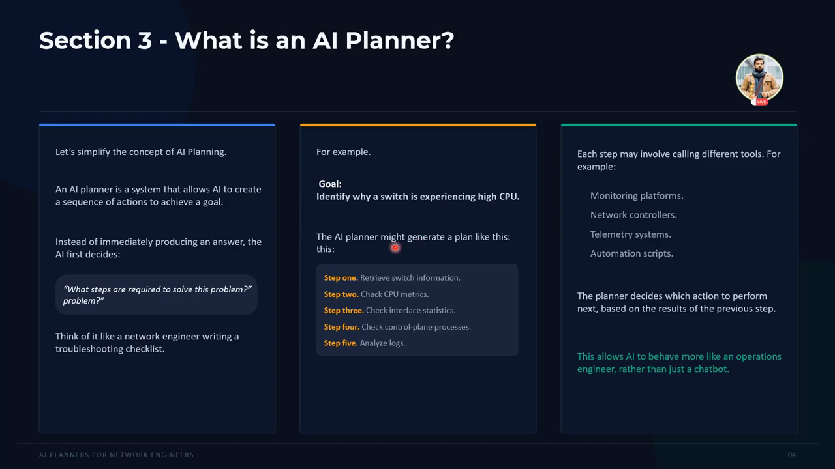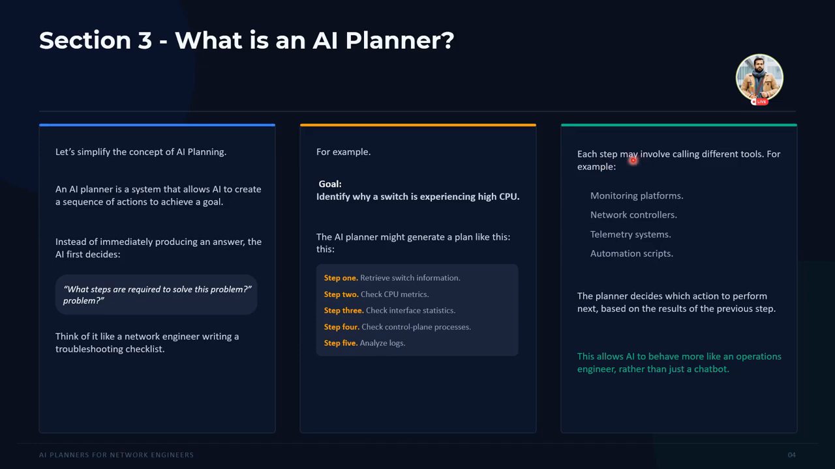Right, so let me give you a concrete example. Imagine the goal is to identify why a switch is experiencing high CPU. A good engineer does not just randomly start clicking around. They have a plan. Step 1, retrieve switch information. Step 2, check CPU metrics. Step 3, check interface statistics. Step 4, check control plane processes. Step 5, analyze logs. That is a structured plan.